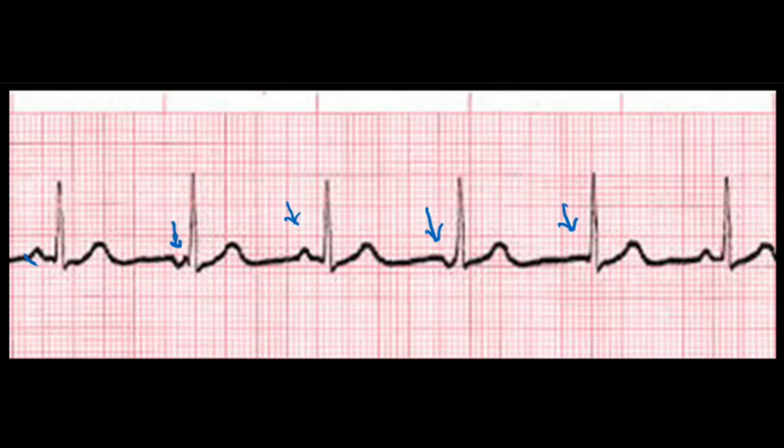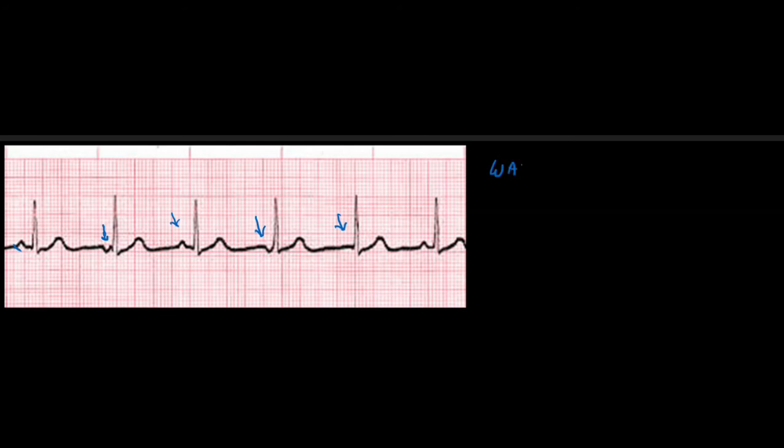Okay? So a rule for a wandering atrial pacemaker is that you have to have at least three different P waves. Okay? And those should be consistent. So if they're consistent, you can see here that we can say that this is a P wave. So there's one, there's two, there's three. Okay, here's one for bonus. So you have to have at least three different P waves, and this is in reference to their configuration. So if there's at least three of them in a row, we call this a wandering atrial pacemaker.